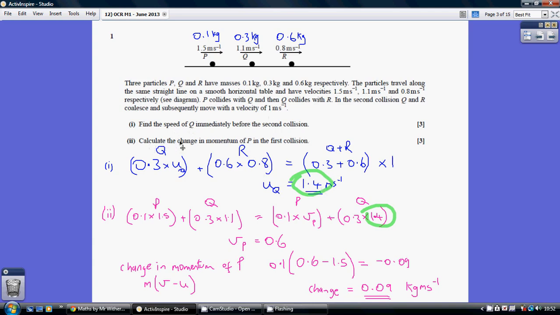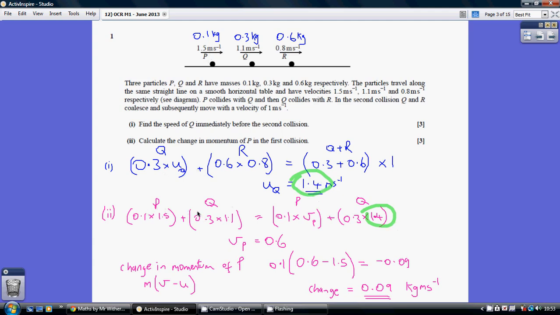Now for part 2, calculate the change in momentum of P in the first collision. So change of momentum is mass times change of speed. We know the speed of P before the first collision was 1.5. In order to answer this, we're going to need to know the speed of P after the first collision. We know the speed of Q after the first collision from what we've just worked out in part 1.